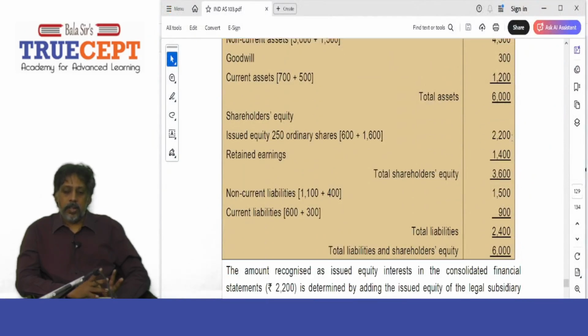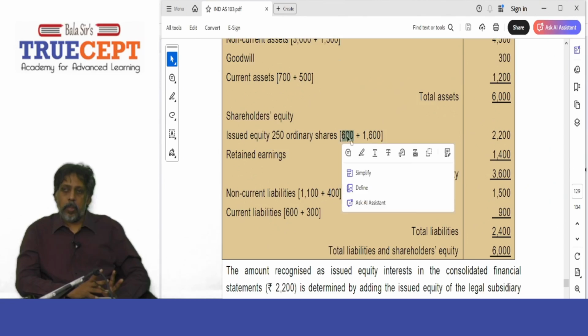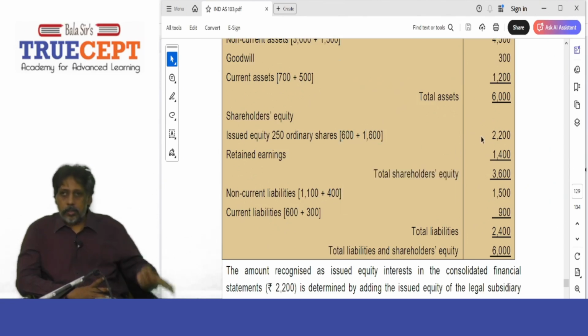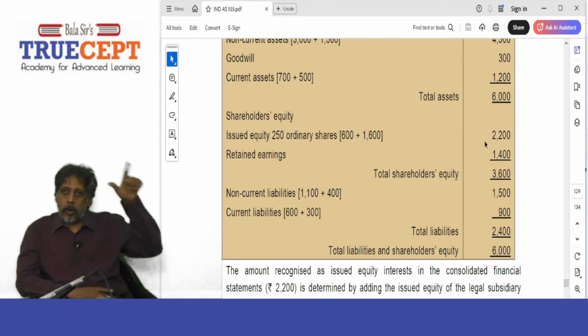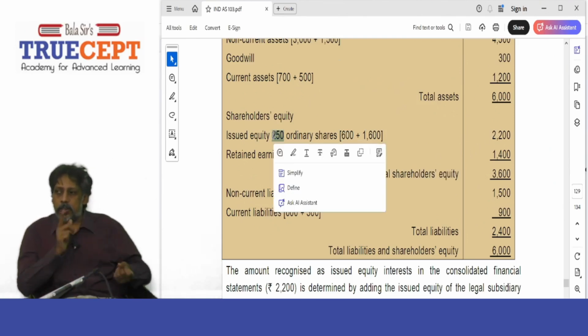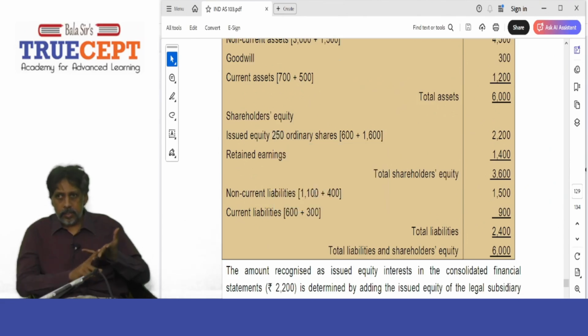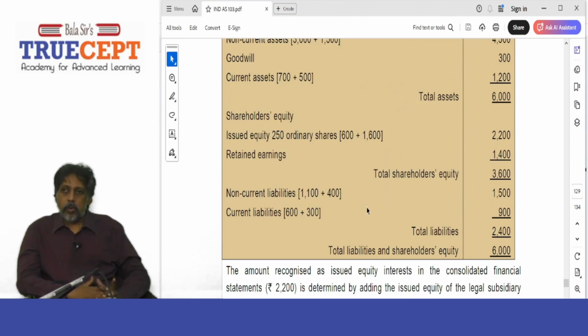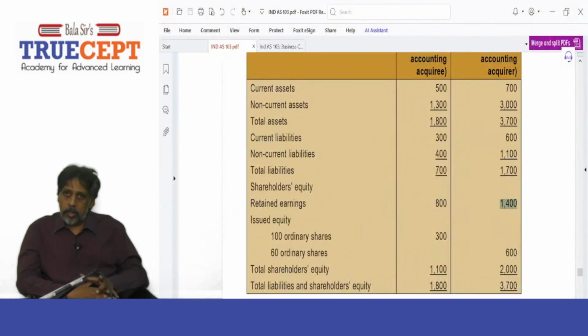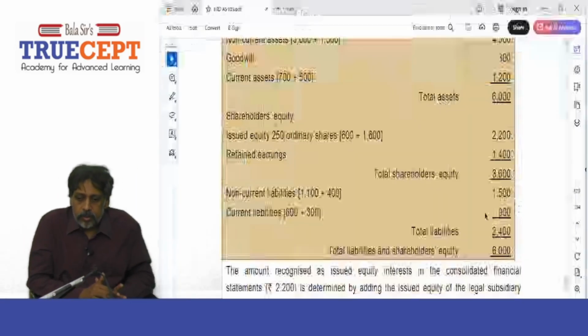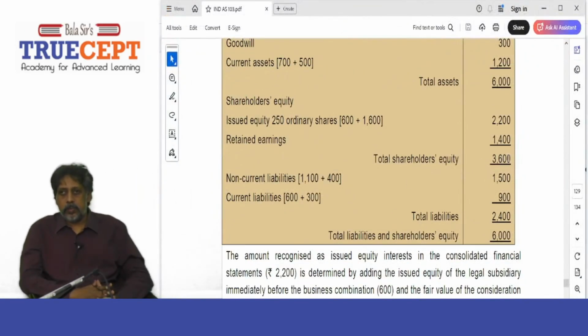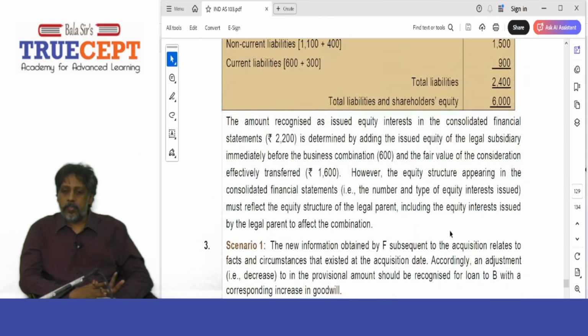Then equity and liabilities under that. 600 plus 1,600, in all 2,200 share capital amount. What about the number of shares? 250 shares, very clearly stated. Have they stated that in the notes? Next, retained earnings is 1,400, only the accounting acquirer, that is B Limited. Then total shareholders' equity is 3,600. Next, non-current liabilities again add both, 1,500. Current liabilities, add both, 900. That's it. Notes, have you given the 250 shares? No, sir.